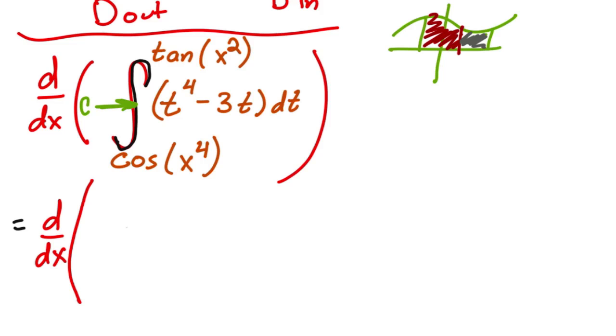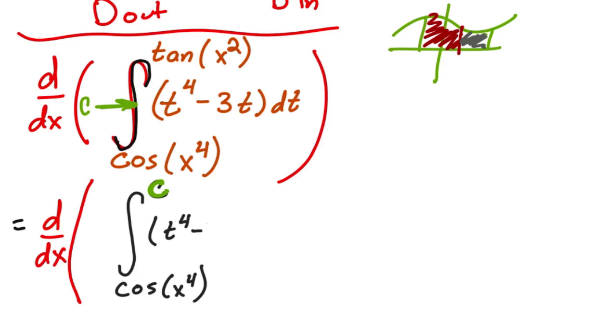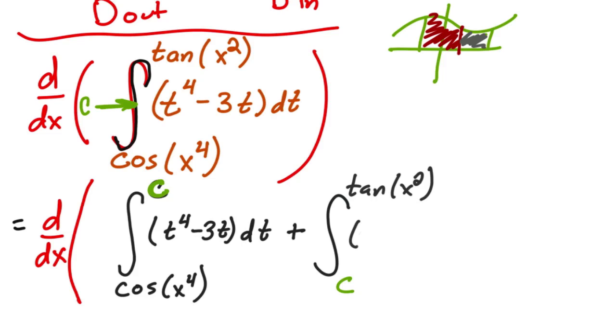So let's split this up. Let's go the integral of cosine of x to the fourth to some value c. Let me use green for this one. And then we're leaving all this stuff alone, minus 3t. So we're not using the fundamental theorem of calculus yet. We're just splitting this integral up. And then plus the integral from c to tangent of x squared of t to the fourth minus 3t dt.